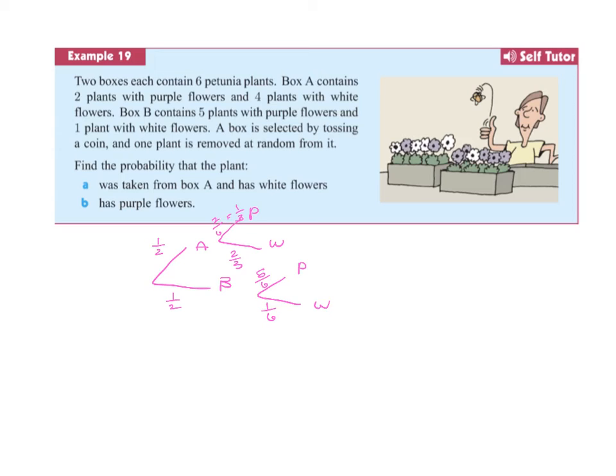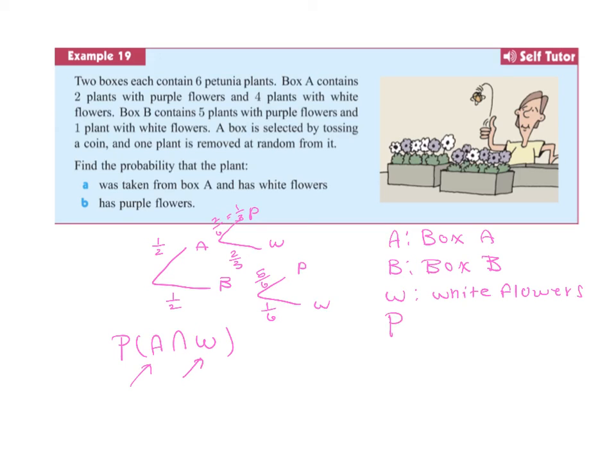So find the probability that the plant was taken from box A and has white flowers. So the probability that it was taken from box A and has white flowers. Of course, I would define both of these somewhere when I'm problem solving. So let's go ahead and do that. A represents box A, and B represents box B, and W represents white flowers, and P represents purple flowers.